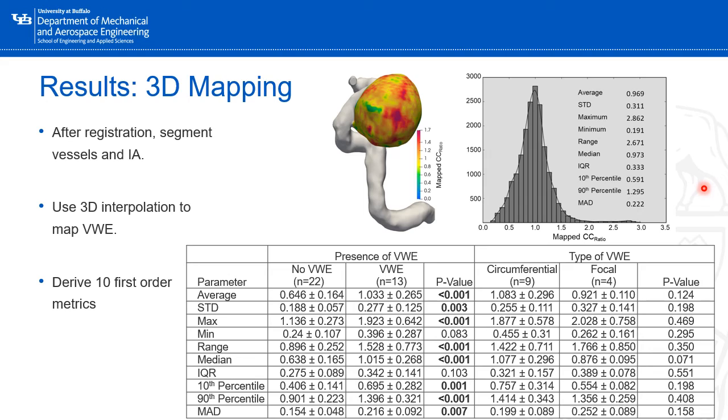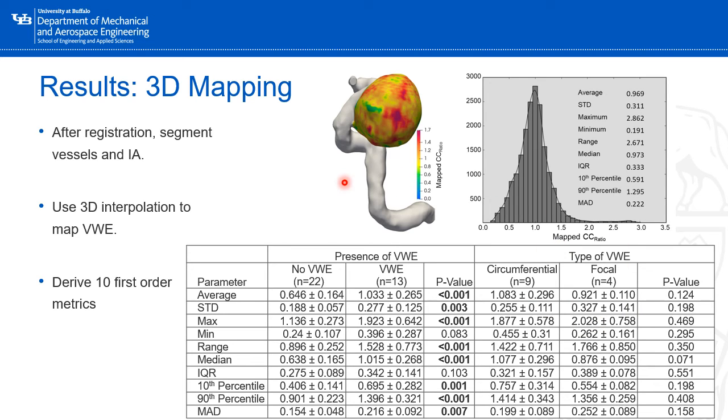And it turns out that 8 of these 10 first order metrics are significantly different between aneurysms exhibiting enhancement and aneurysms having no enhancement. And in the aneurysms exhibiting enhancement, we find that none of these 10 features were significantly different between circumferential and focal, well, primarily because we only had 13 cases for the second analysis.